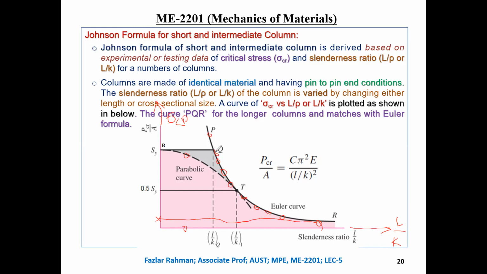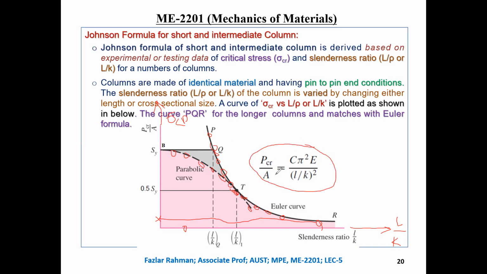And he found that if L by rho is low, then some of the columns fail like that, coming like that right over here. And he observed that some columns are following this path.